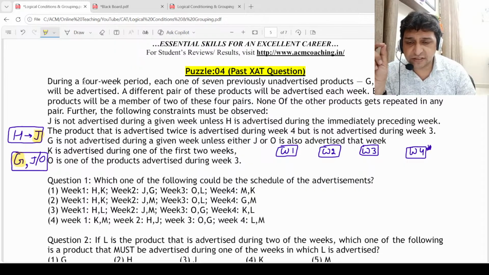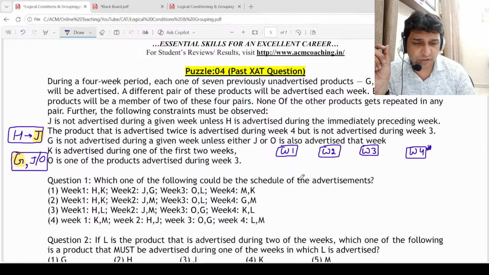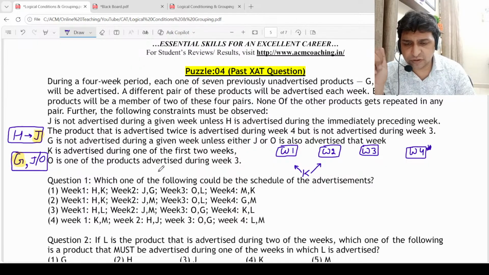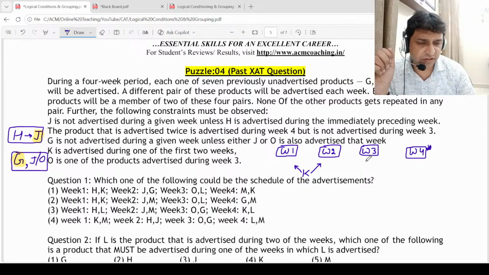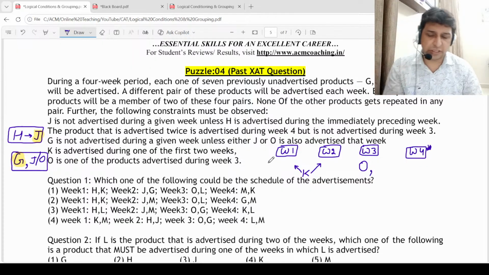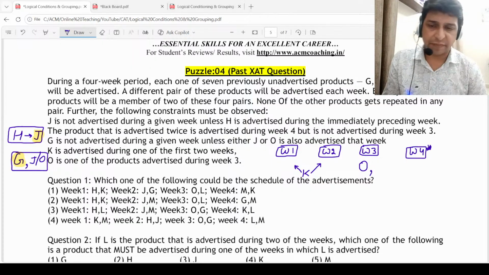K is advertised during the first 2 weeks. So K has to be either in week 1 or in week 2. O is one of the products advertised during week 3. So O is one of the products which is going to get advertised here. So this is what we are aware of. Now this is the puzzle given to us in XAT in the past years.